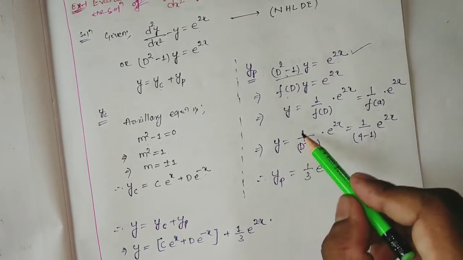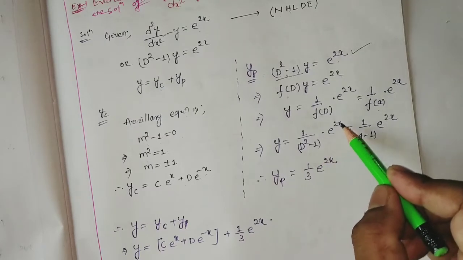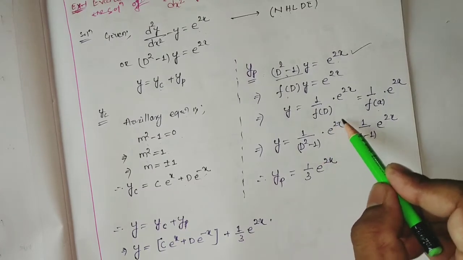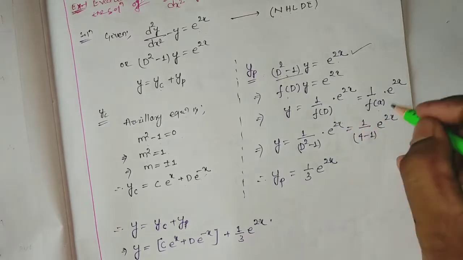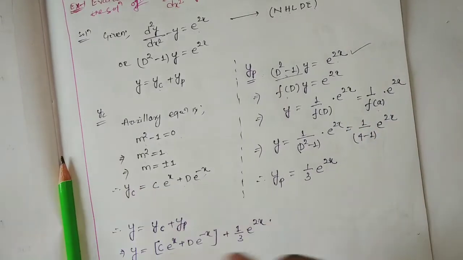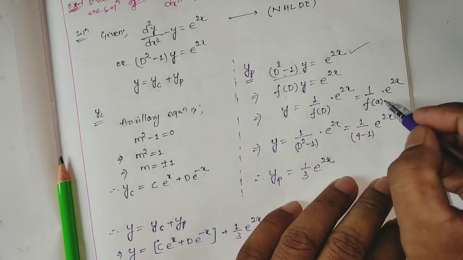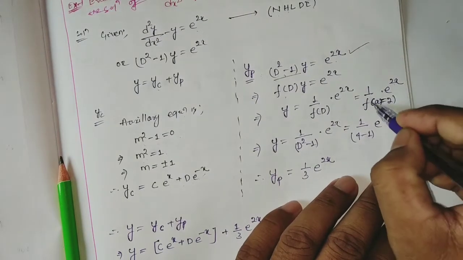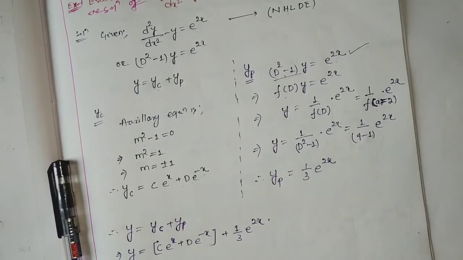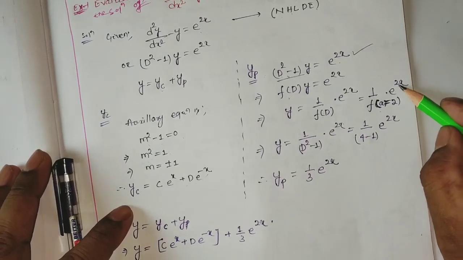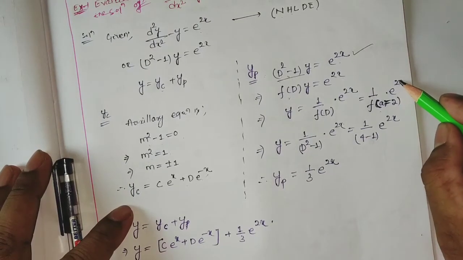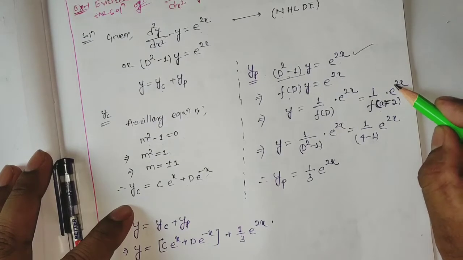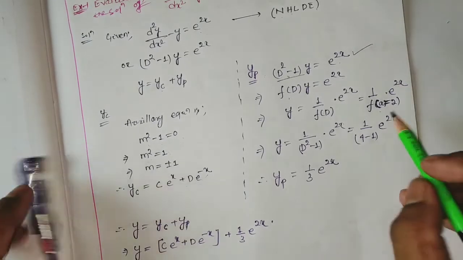So 1 by d square minus 1 e to the power 2x. Here a is nothing but 2, right? So here you can just write a equal to 2. We have to put a equal to 2 in bracket, because in e to the power 2x, the coefficient of x is nothing but a. Whatever coefficient of x we have, that will be considered as your a. So here a is 2.